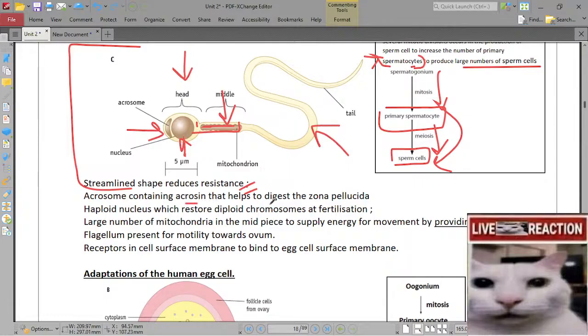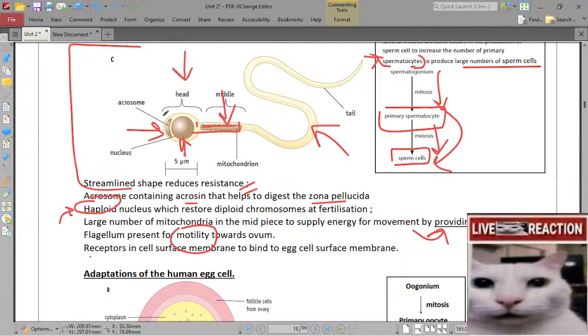Streamlined shape reduces resistance. Acrosome contains acrosin, which is a digestive enzyme to break down the zona pellucida. Haploid nucleus restores the diploid chromosomes, right? It's already haploid because of the meiosis that occurred. Large number of mitochondria to release energy for movement from the tail. Flagellum enables motility. Receptors in the cell surface membrane bind to the egg cell surface membrane. Okay, I did not think of that one.